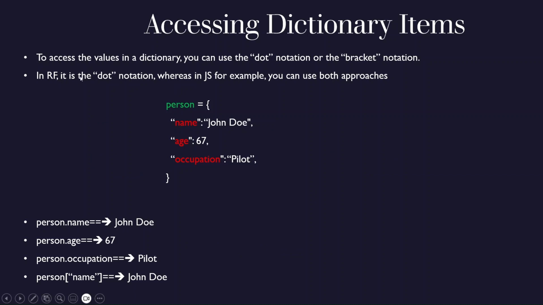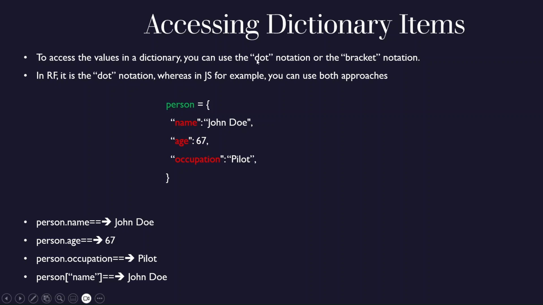To access the values in the dictionary, you can use the dot notation or the bracket notation. In the Robot Framework, it's the dot notation, whereas in JavaScript, for example, you can use both approaches. In this case, we still have the person dictionary, with the name John Doe, age 67, occupation pilot.